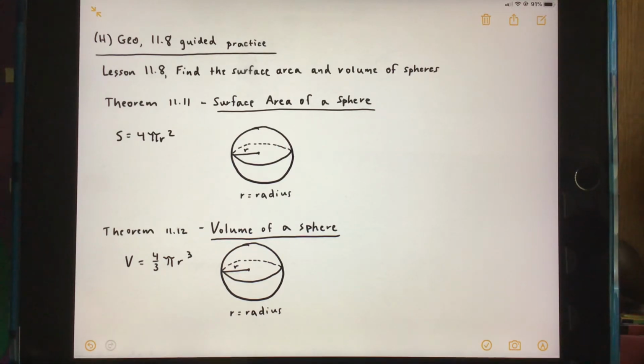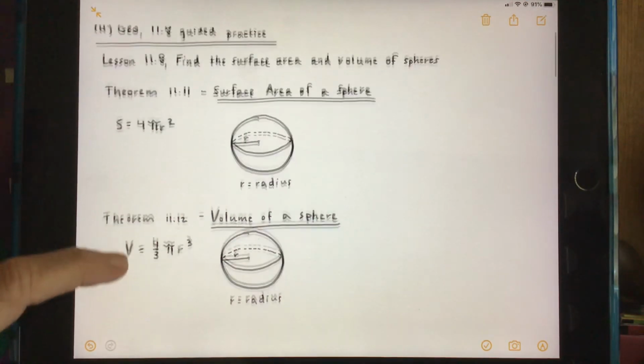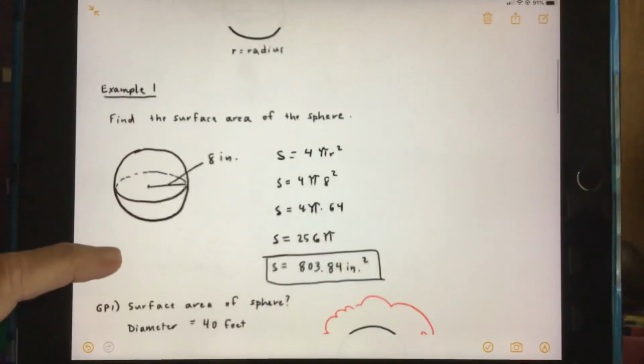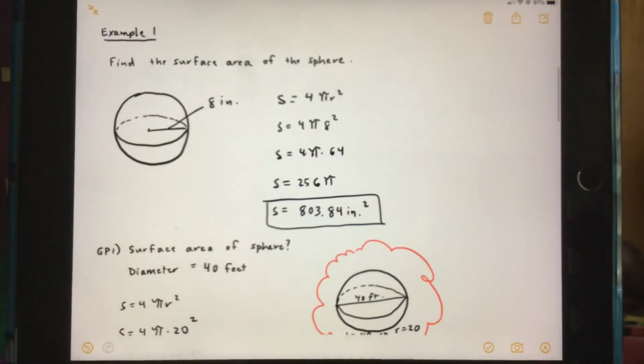Surface area of a sphere is 4 pi r squared, and the volume of a sphere is 4/3 pi r cubed. So we're going to go ahead and record those and make sure we have them handy so that we can use them as we work through some questions asking us about the volume and surface area of a sphere.